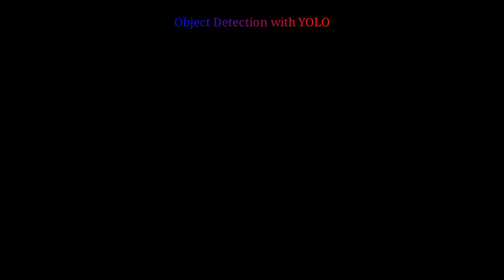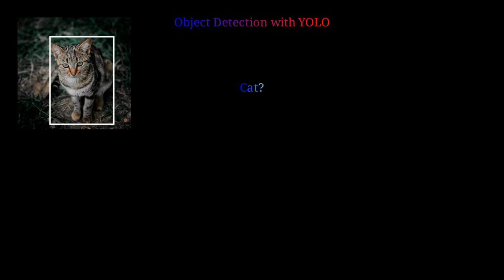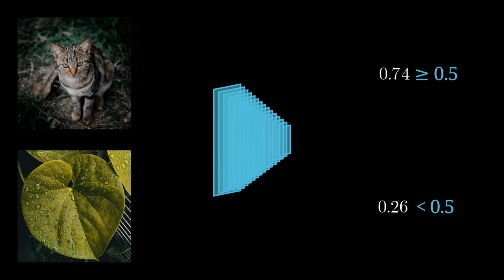Suppose your goal is to detect if there is an object, such as a cat, in an image. If there is a cat, then draw a bounding box around that object. To detect if there is a cat or not, we can use a single neuron. If its value is greater than 0.5, then that object is present in the image, and if the value is less than 0.5, then that object is not present in the image.